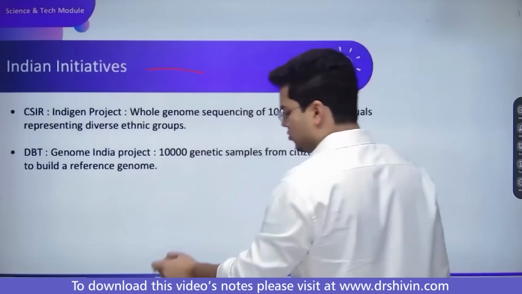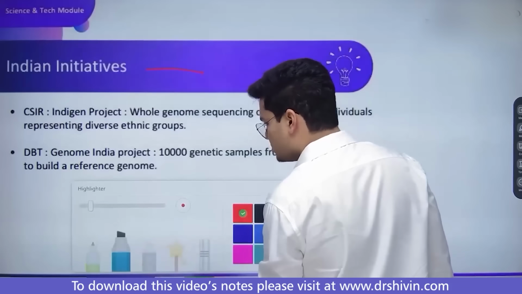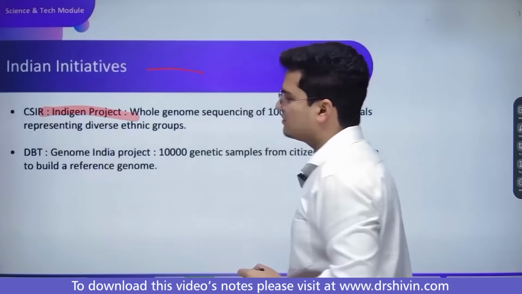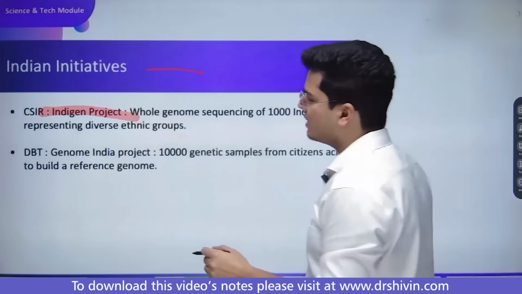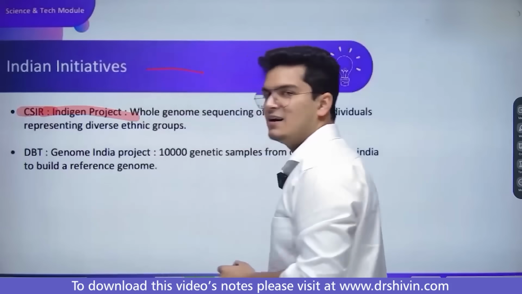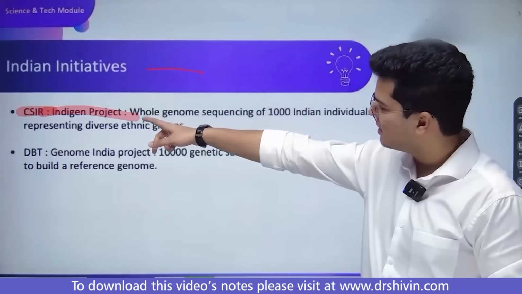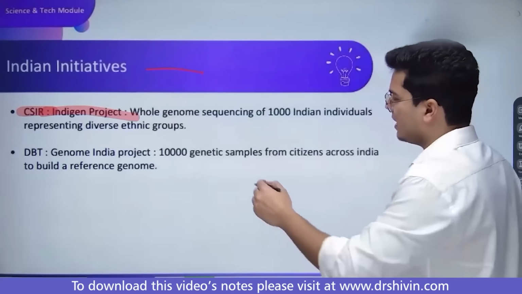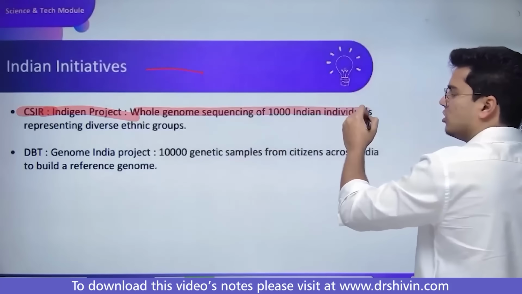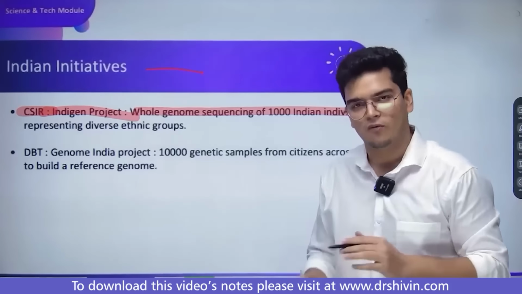Indian initiatives are two. First is the IndiGen project. This IndiGen project is run by CSIR. CSIR is Council for Scientific and Industrial Research. CSIR is running this IndiGen project. They are doing the whole genome sequencing of 1000 individuals of Indian origin.